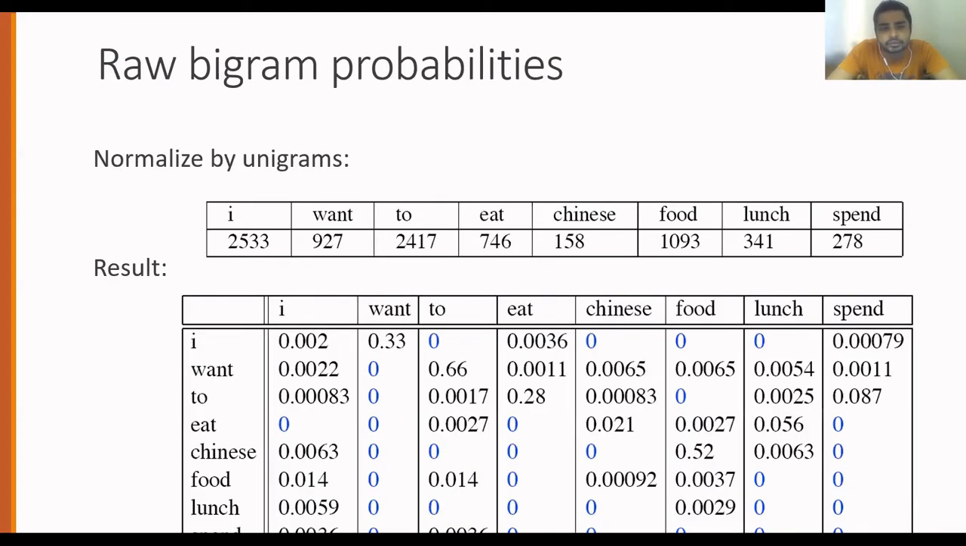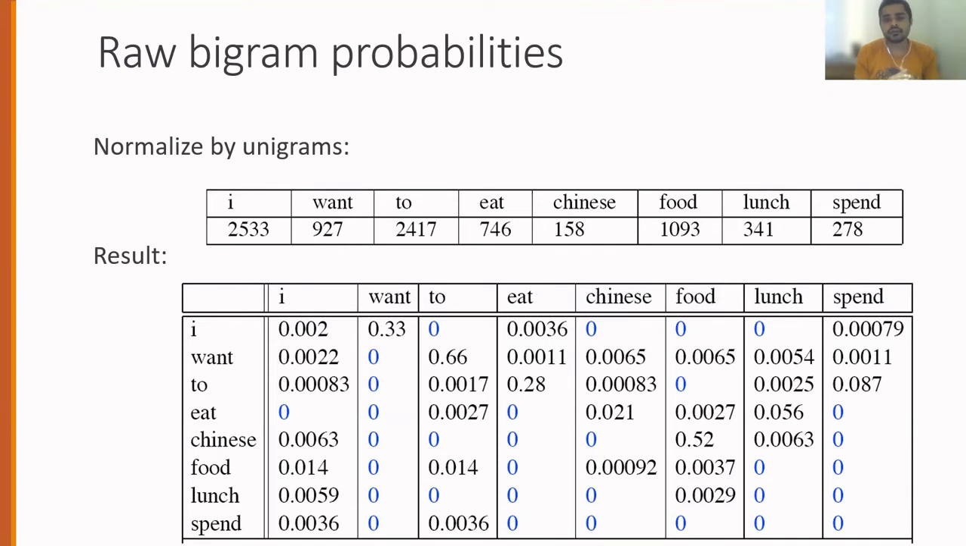The next table shows the bigram probabilities after normalization, that is, dividing each cell in the previous figure by the appropriate unigram count for its row, taken from the first table in the slide. So as you can see, the bigram probability of want occurring after I, that is the sentence I want, is 0.33. And the probability of, say, food occurring after want, suppose want food, right? So that is 0.0065.